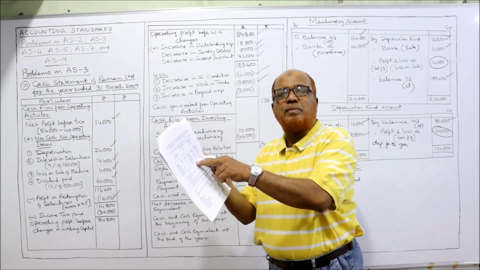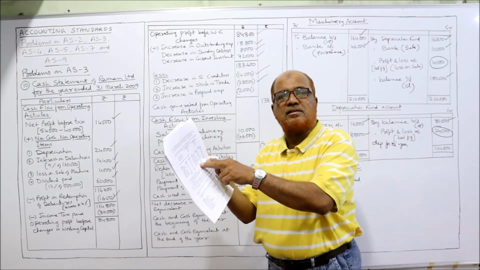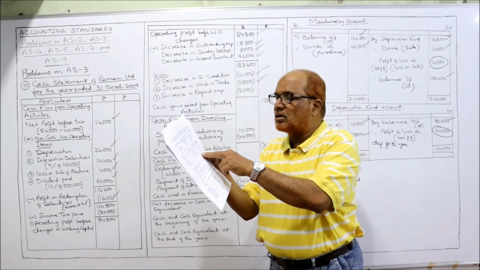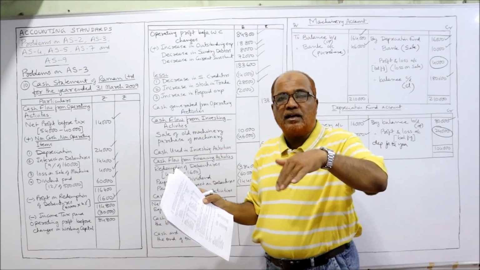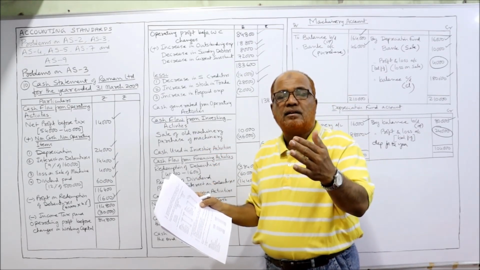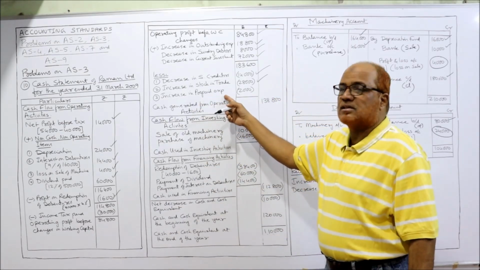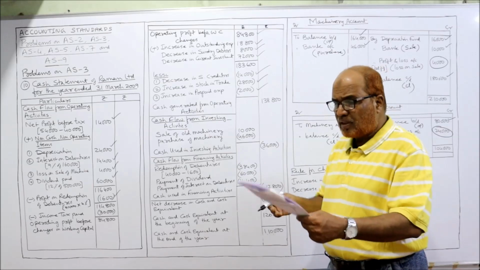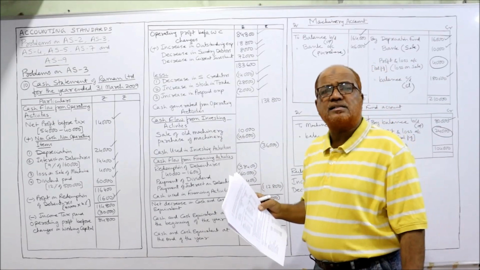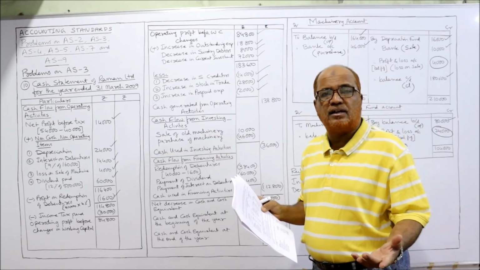Last one, prepaid expense. Prepaid expense is a current asset. Last year 4,000, current year 6,000. Increase in current asset, that should be deducted. So increase in prepaid expenses, deduct 2,000. That's all. All the current assets and current liabilities we have considered.